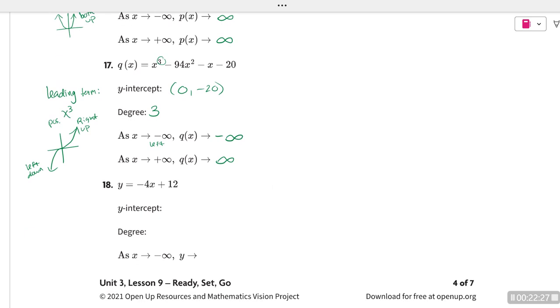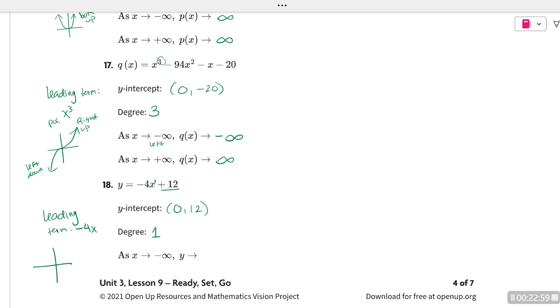Okay, question 18. We have just a regular linear equation here, but we can see our y-intercept is 12. And it's in that y equals mx plus b form, if that helps you recognize it. But it's the same pattern we've been using, where any term with x is going to go away. It's going to turn to 0. So we're just left with our 12. Our degree here is 1, right? The exponent on that x is a 1. So our leading term is negative 4x to the first power.